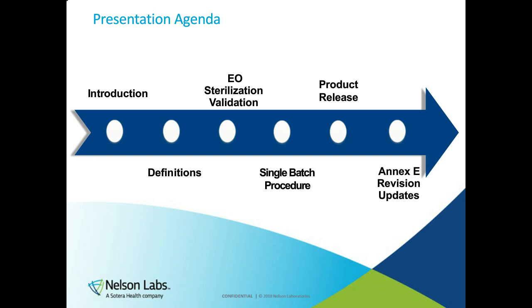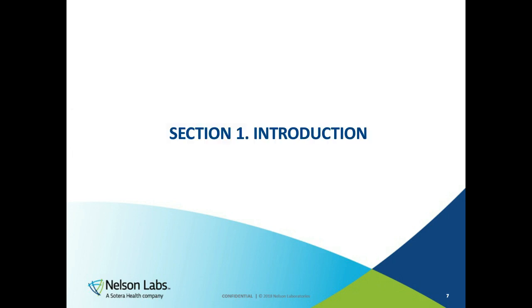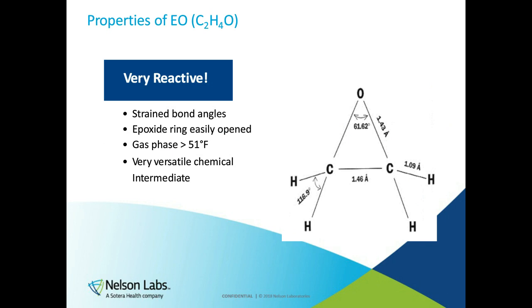So for the introduction, ethylene oxide is a gaseous sterilization process. The ethylene oxide molecule is a cyclical epoxide ring, which is easily opened due to the strained bond angles. EO is a gas at 51 degrees Fahrenheit or higher in temperature. Very versatile chemical intermediate, and again, very, very reactive.